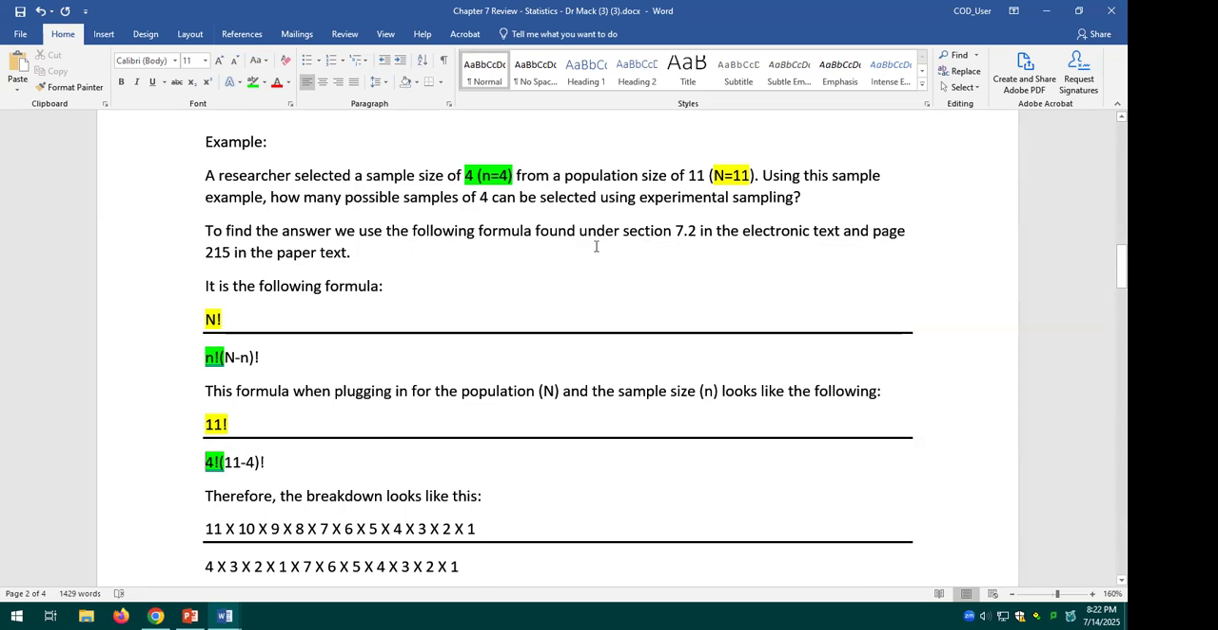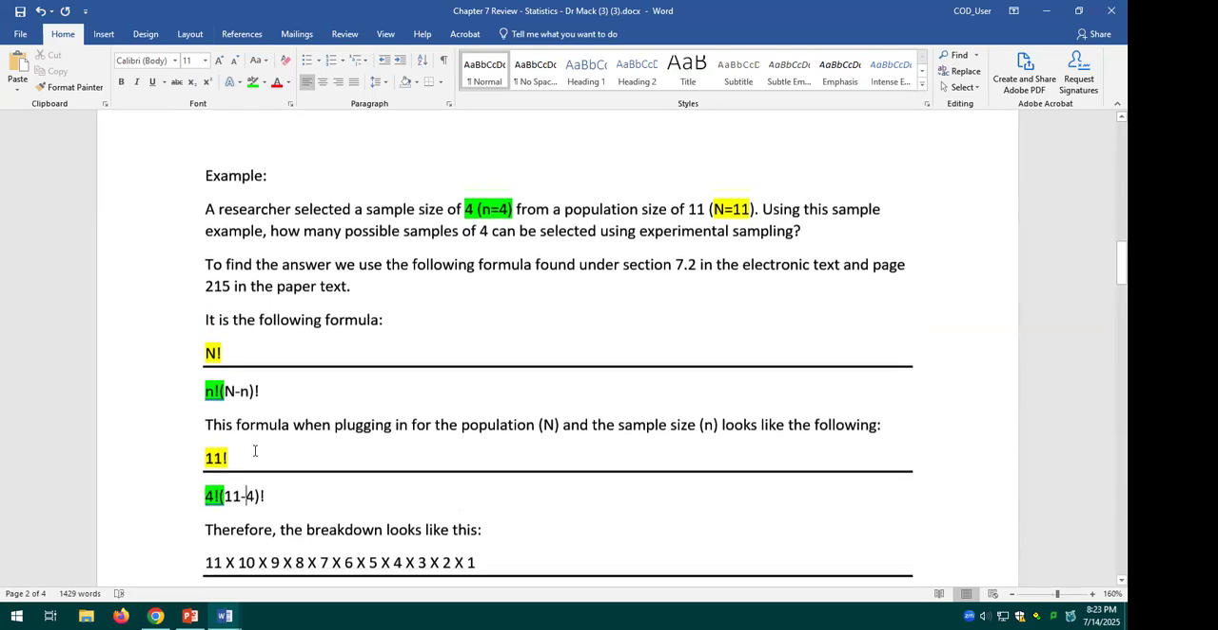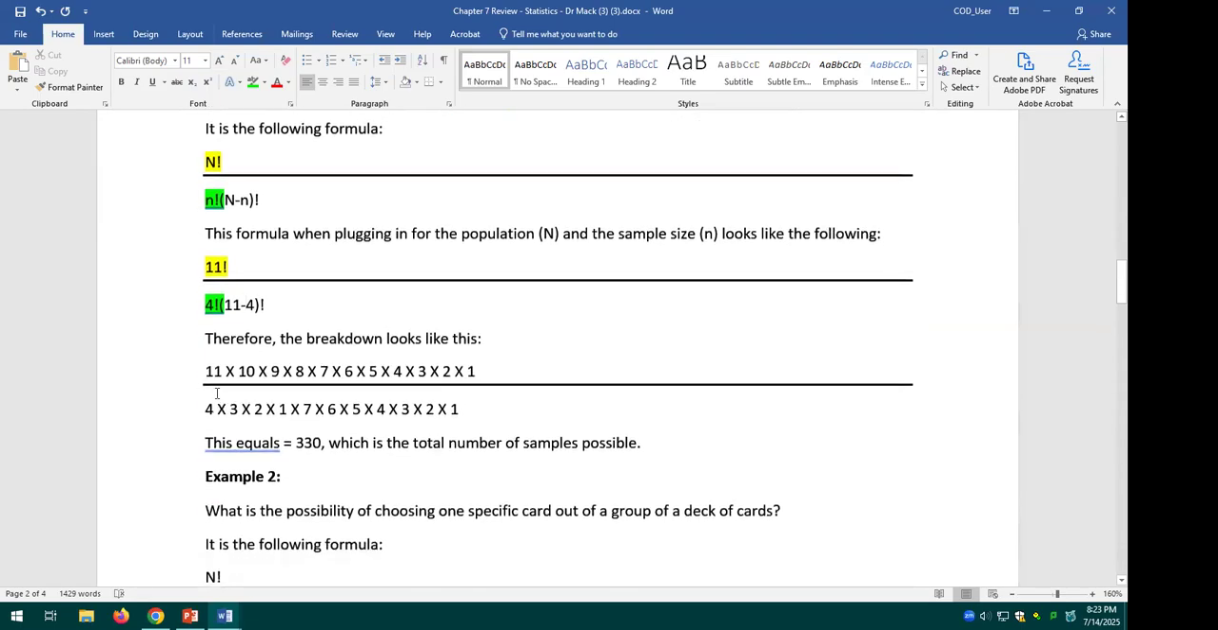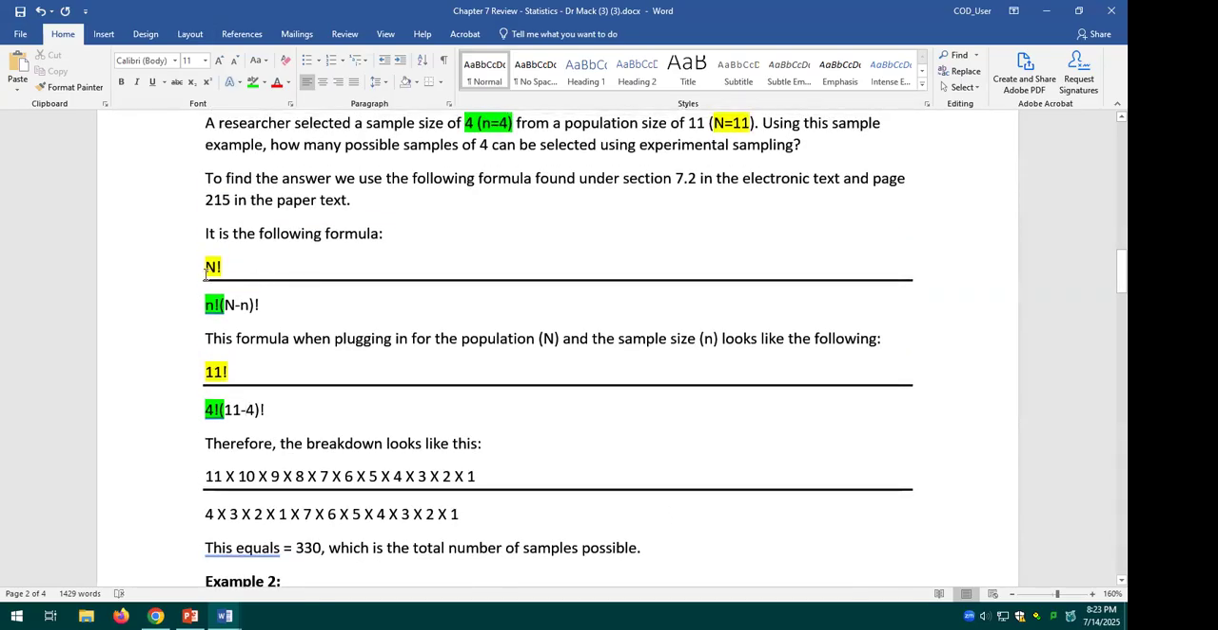So then we have to do N minus n. So this is going to be 11, because that's our large N from before, minus 4. Does that make sense inside the brackets? So now the breakdown is like this: 11 times every number below it all the way down to 1. That is the equivalent of this, which is the equivalent of that, which is the equivalent of this. Does that make sense? Okay.